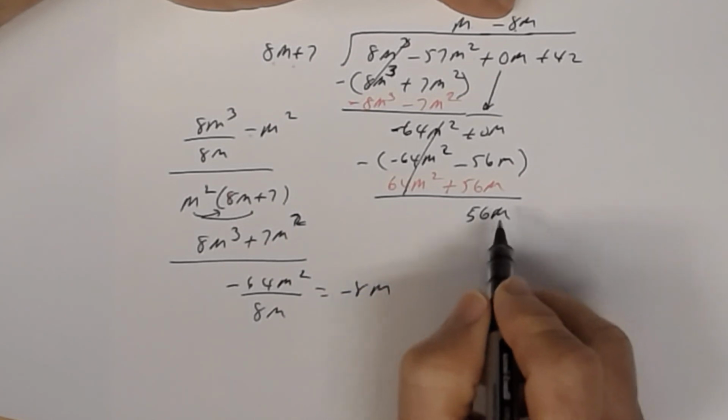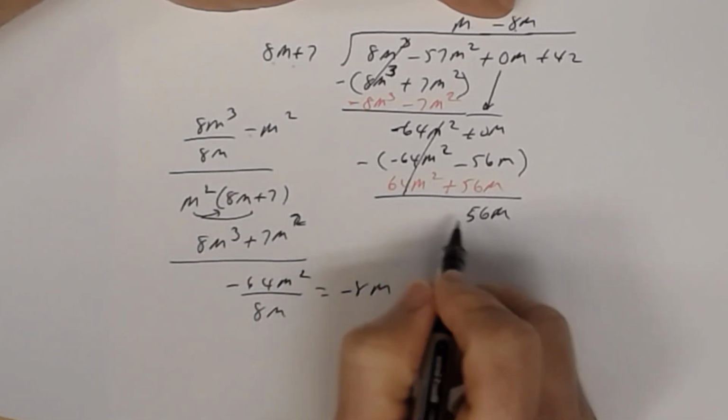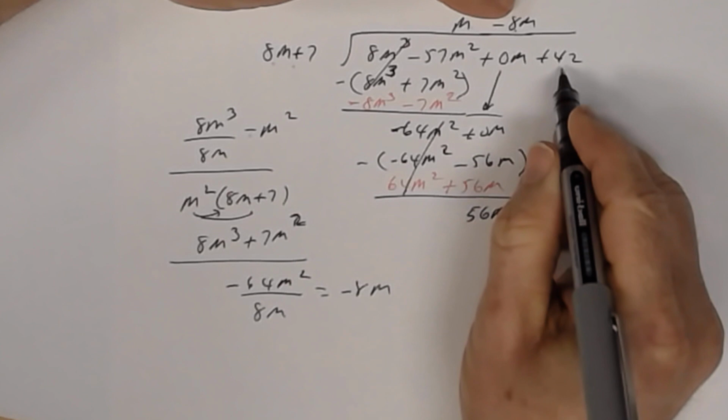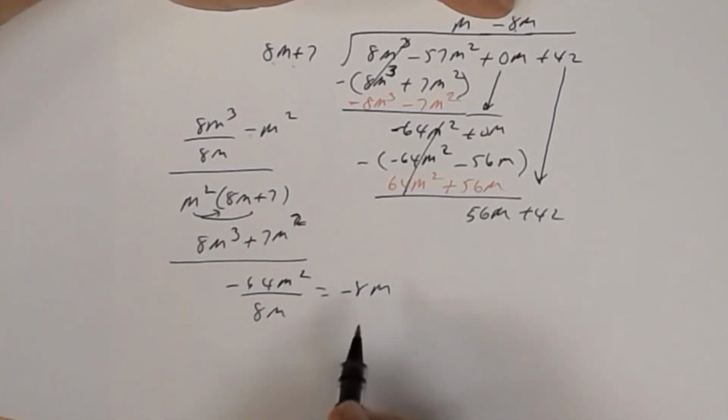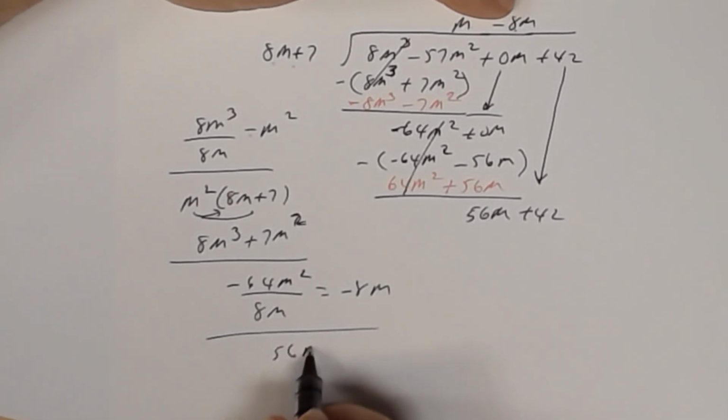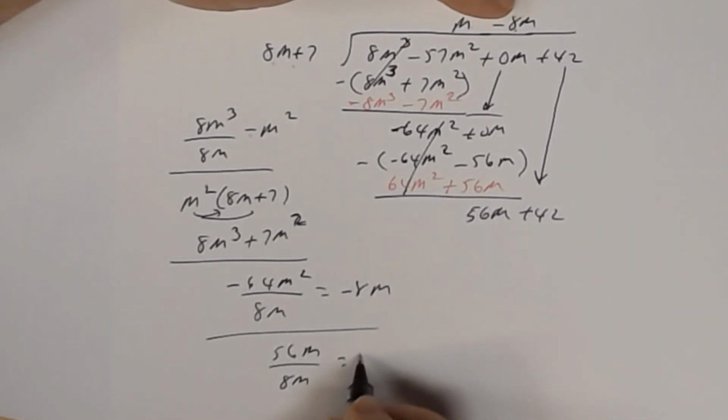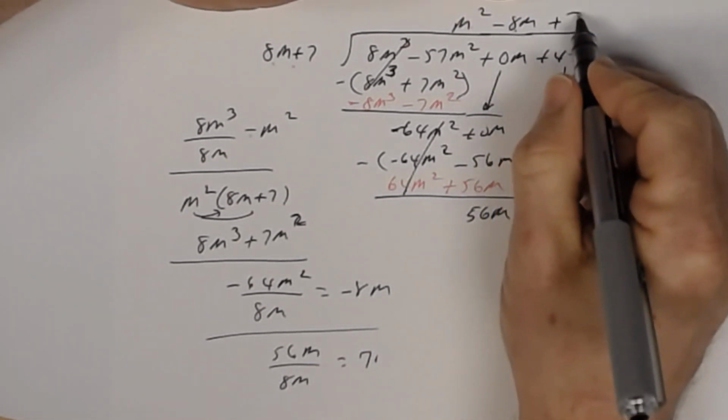I've got to keep on going because the degree here is 1 and the degree of the divisor is 1. You stop whenever the degree is less. So that's why you bring down the next term, and you do the division all over again. Now I'm going to take 56m divided by 8m. That gives me 7. I'm sorry, just 7, correct? Because m divided by m is 1. So this becomes plus 7 right here.